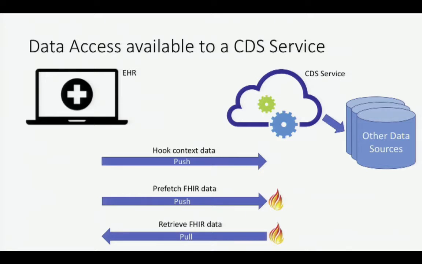The ID of the user and the ID of the patient, so those two bits are required. And then the final optional one is the ID of the encounter. So you may not open up a patient's chart with an encounter, which is why that's optional. Every hook, again, defines its own contextual data that makes sense for that hook.